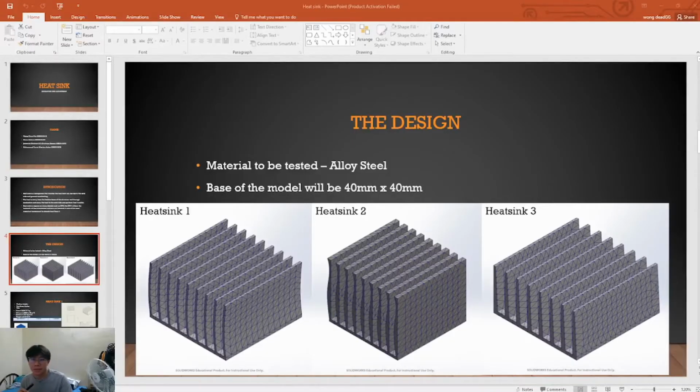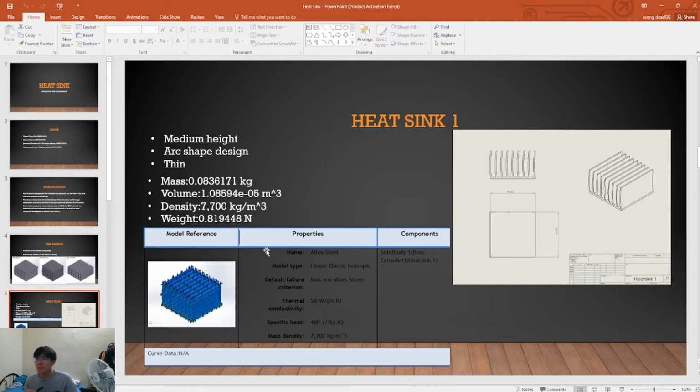After creating the 3 heatsinks, the similarity will be the material, which is alloy steel, and the base, which is 40 mm times 40 mm. So we'll be going to heatsink number 1. As you can see, it is of medium height among heatsinks 1, 2, 3, and the design is made with a slight arc shape, and it's really thin. The mass will be 0.0836 kg, and the density of the alloy is 7,700 kg per meter cubed. Thus we can see it's made by alloy steel, and the thermal conductivity is 50 watts per meter Kelvin, and the specific heat is 460 joules, and this is the design for heatsink number 1.